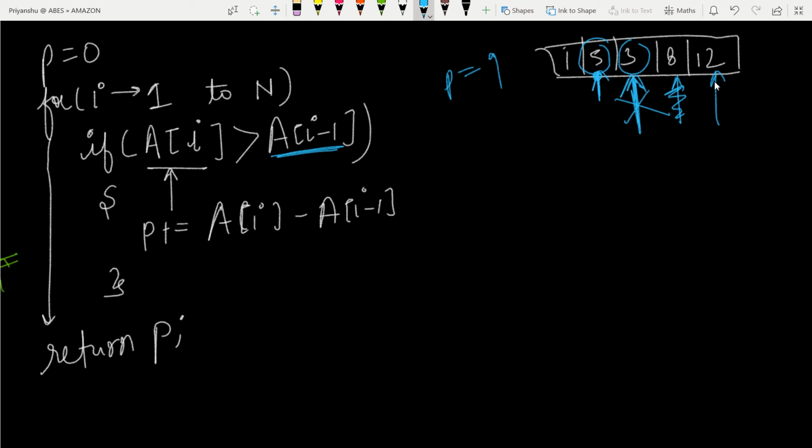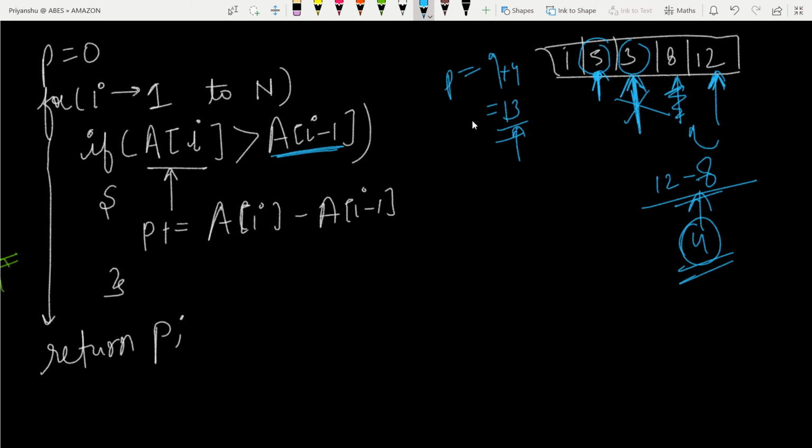We move to the next element. Today's price is 12. We check if it is a peak. If it is a peak, then it will surely obtain us a profit. So we'll compare it with the adjacent, 12 minus 8, 4 as a profit. We add it to our net profit and get the value as 13. So this is how we solve the question.